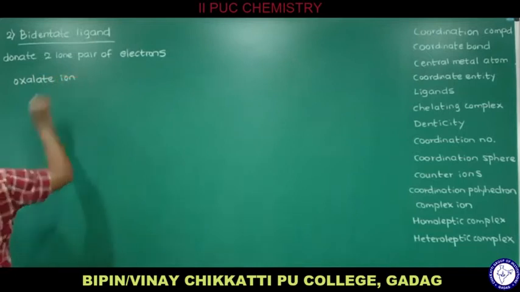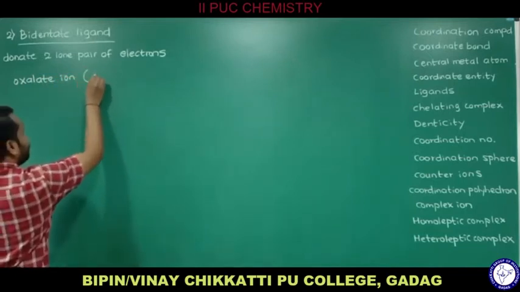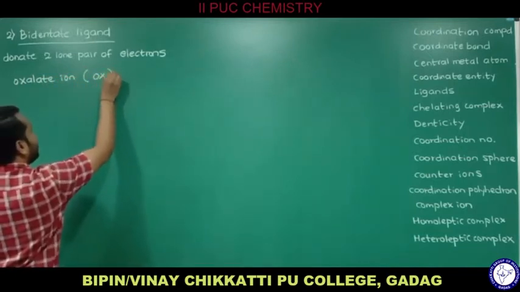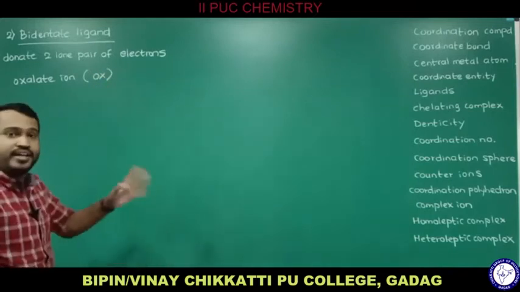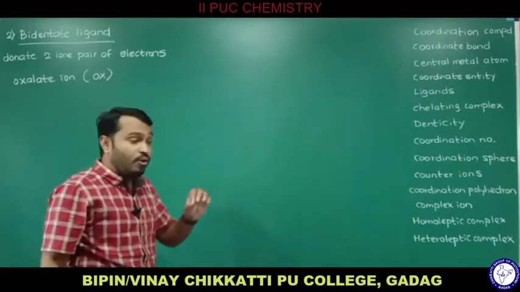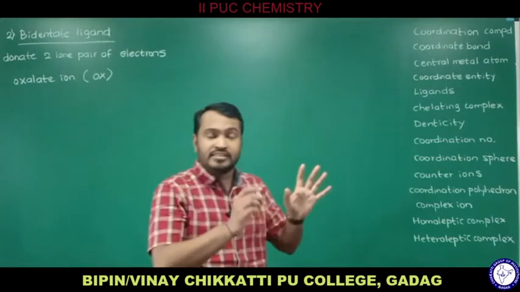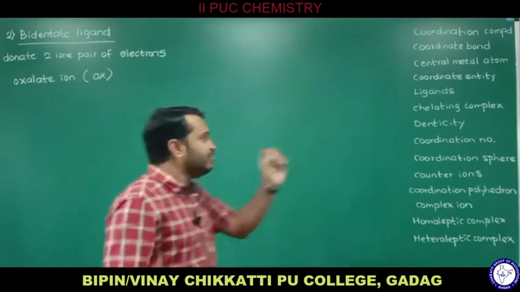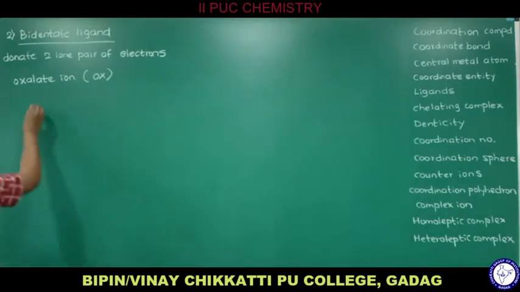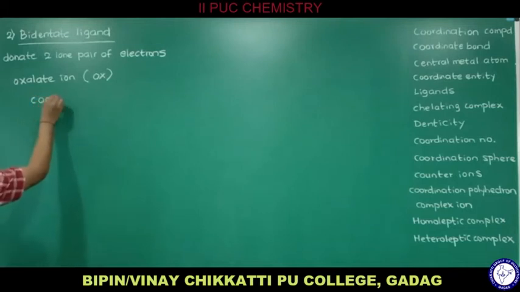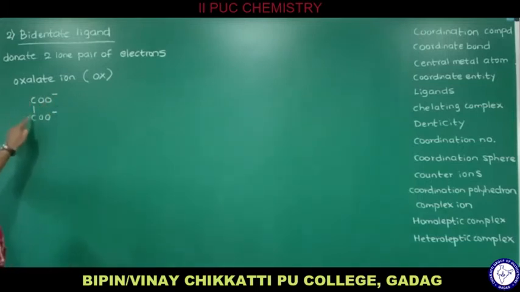Oxalate ion. And remember, we represent oxalate ion as OX. Remember that OX stands for oxalate ion. Oxalic acid, we know, is C2H2O4, or C double bond O, OH, and C double bond O, OH. That is oxalic acid, and when both hydrogens are replaced, we get COO minus, single bond, COO minus. That is actually the oxalate ion.